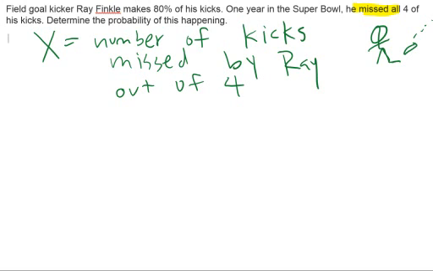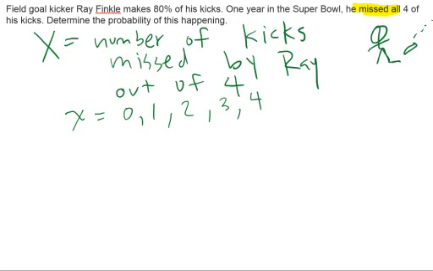That's our random variable. He could miss 0 kicks out of 4, which means he made them all. He could miss 1 kick out of 4. So he could make the first one and miss the next 3, or he could miss one and then make one. Miss half of them, miss 3 of them, or miss 4 of them. And in the Super Bowl, he did miss all 4.